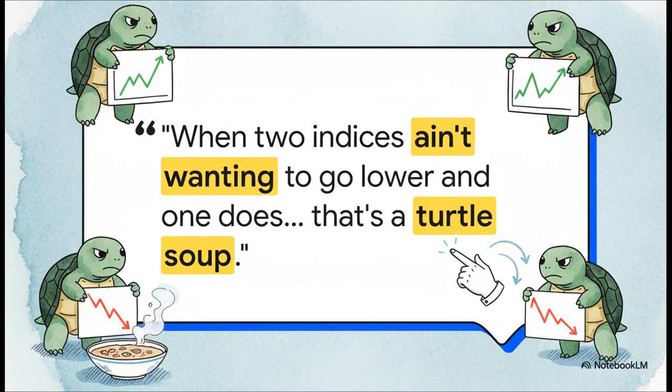And this quote from ICT just sums up the logic perfectly for that buy weakness entry. It helps take away the fear of buying something that's making a new low. Because when two other major indices are basically saying, nope, we're not going any lower, then the one that does, well, that's just giving you a beautiful turtle soup entry. You can feel a lot more confident stepping in front of that move.